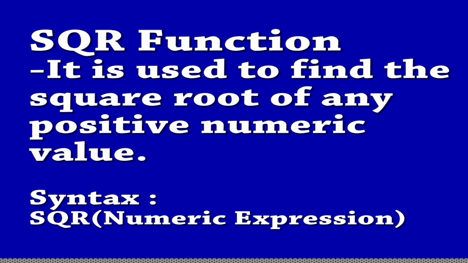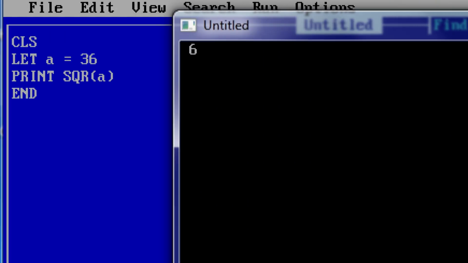Here also you can note that it is used only to find the square root of a positive numeric value. It gives the square root of only a positive numeric value, not a negative one. If we give a negative numeric value, then we will get nothing in the output. So you can see in the example of it.